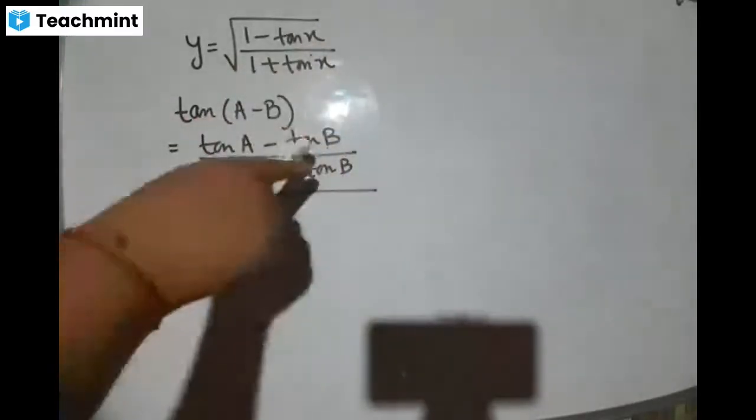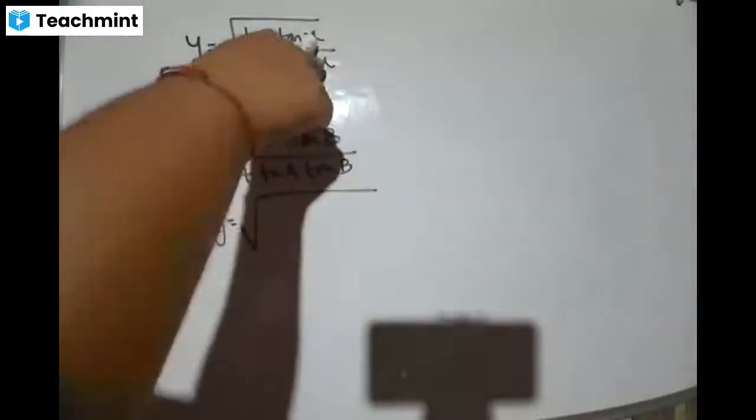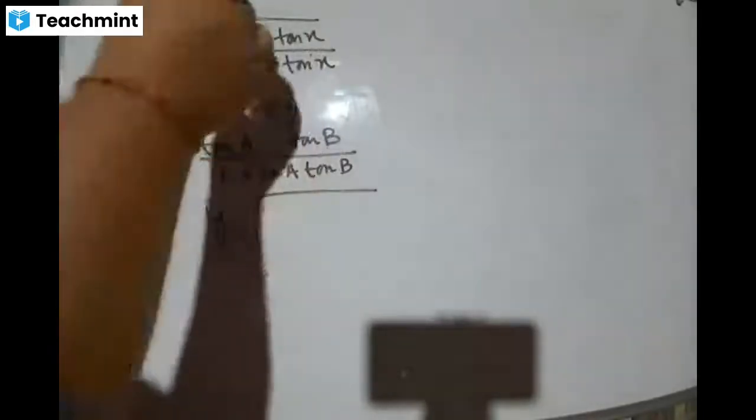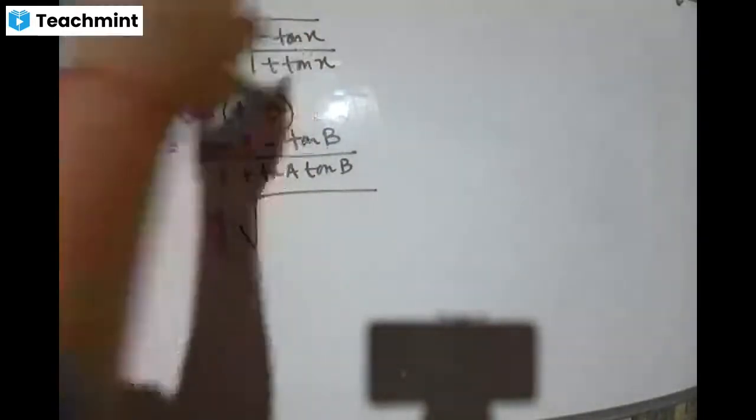So look at this. Instead of tan b, I got tan x, no problem. But instead of tan a, I got 1. So I need to change this. That's the first thing I need to do.